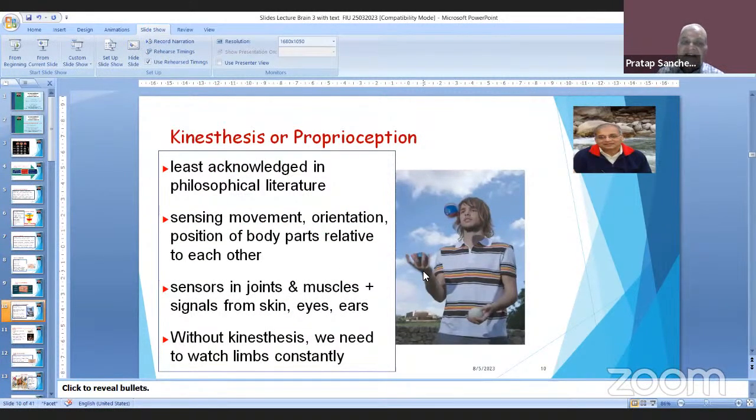The second thing is kinesthesia or proprioception, how we control our balance. But in philosophical literature, this has not been acknowledged enough. It is the sensing of movements, orientation, and position of the body parts, and the sense receptors lie in the joints and the muscles. It is supplemented by signals from other portions of the skin, eyes, and the ear. That's how our balance is decided. Without kinesthesia, we cannot watch our limbs, how they are moving constantly from one position to another.